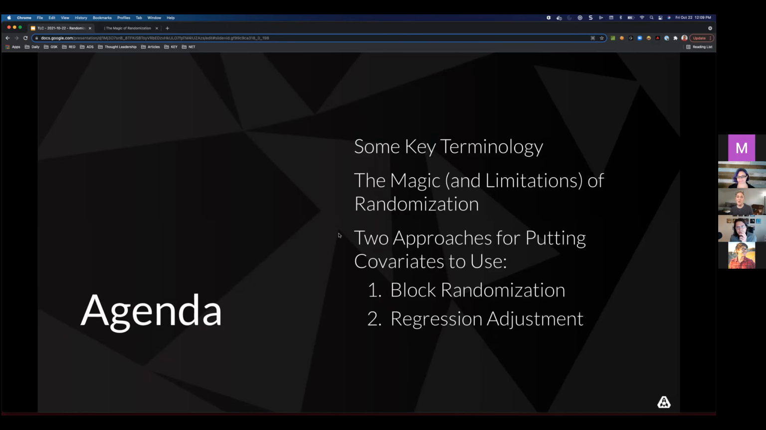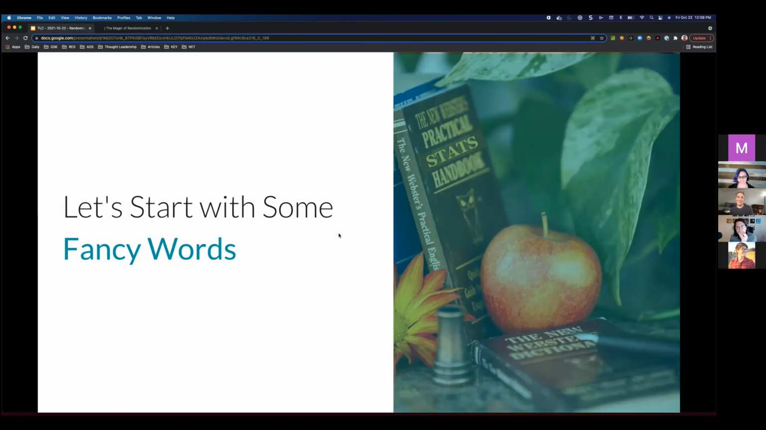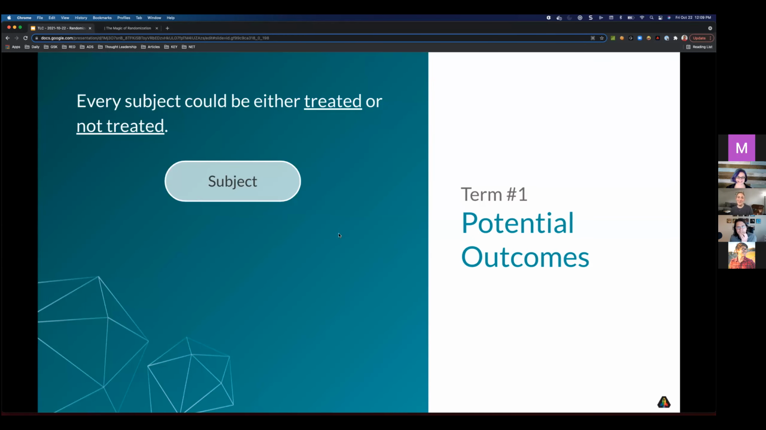So first, let's talk about those fancy, fun words. The first word here is potential outcomes. I like to think of potential outcomes kind of like that sci-fi theory, maybe it's just in a couple sci-fi movies, where every time you make a decision in life, another reality splits off as if you had made the other decision, but you can only ever live one. So that's how I think of potential outcomes.